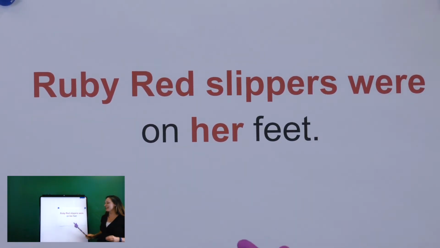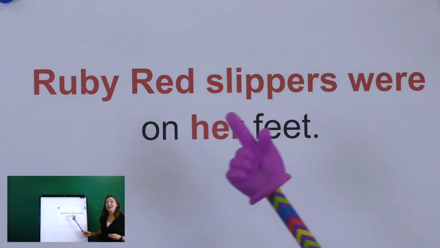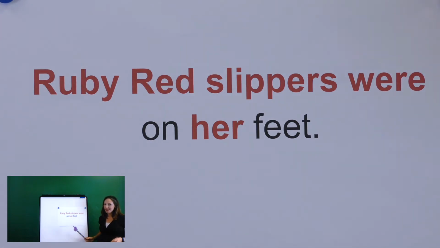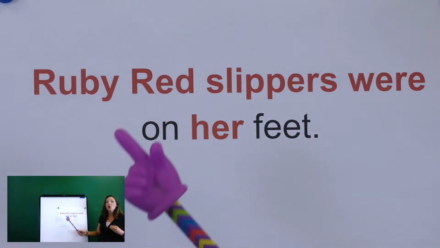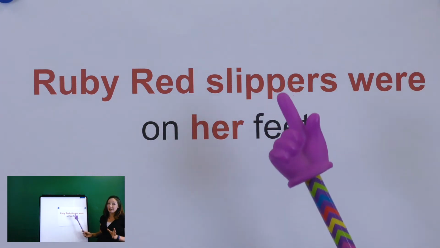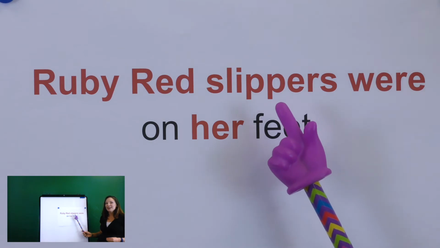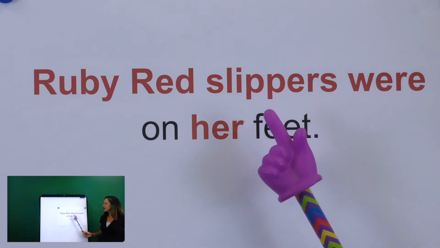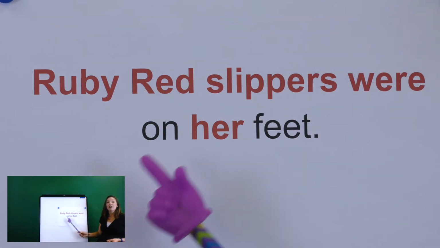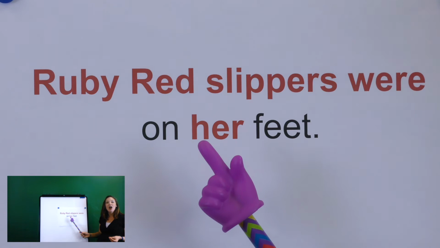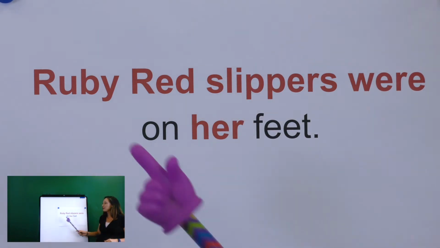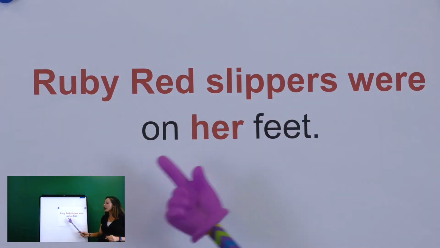Here is the next sentence. Ruby red slippers were on her feet. Once again, that's ruby, red. Now the R is at the end of the word. Slippers, were, on her feet. So let's go over it together one time. Ruby red slippers were on her feet.